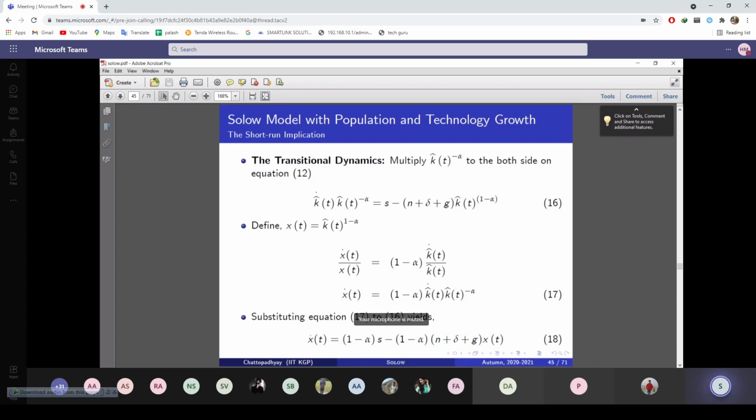So our objective is to solve for xt, and once xt is solved, k hat t can be solved because k hat t equals xt to the power 1 over 1 minus alpha. So we will solve xt first, then we will solve k hat t as xt to the power 1 over 1 minus alpha. This is what we are going to do.